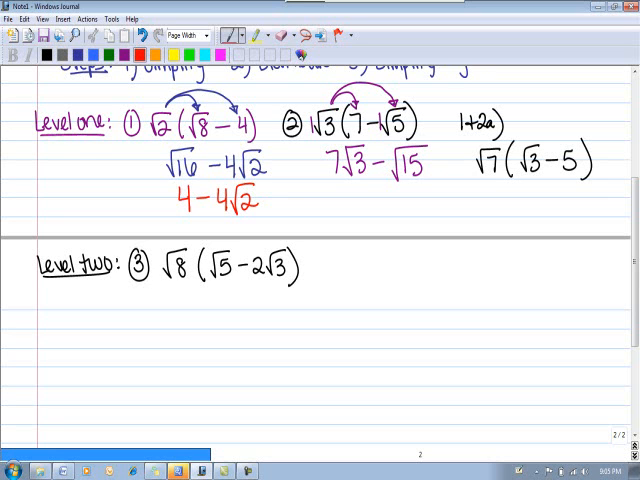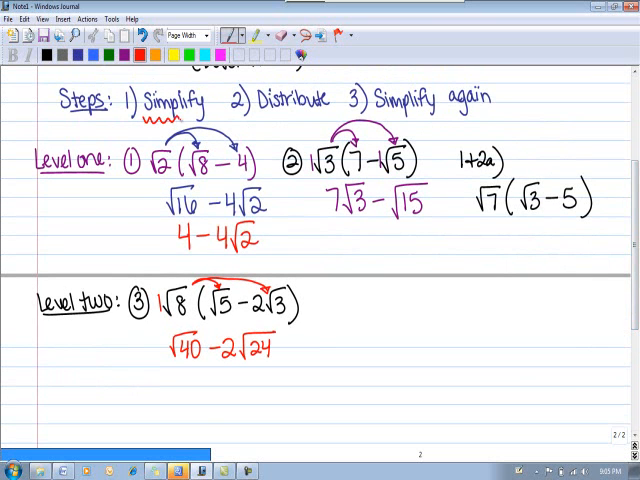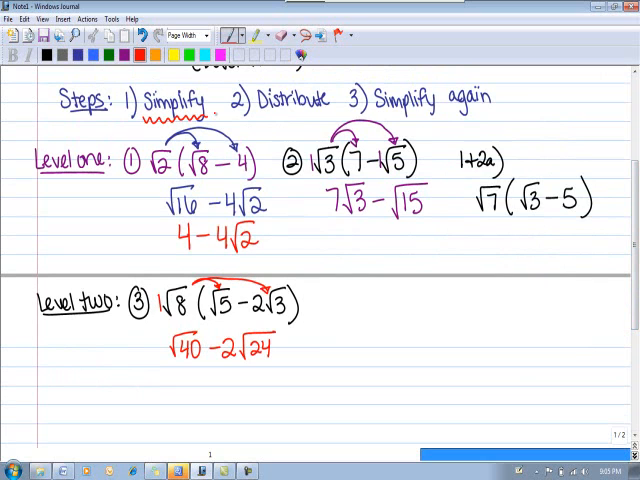Again, we're going to distribute the radical 8 to the radical 5, and that becomes radical 40. Distribute the radical 8 to the negative 2 radical 3. Outside we have 1 times negative 2 is negative 2. Inside we have 8 times 3 is 24. And I didn't even follow my own instructions here. I say to simplify first. And this is one of those times where that would have come in handy because now I end up having to simplify bigger numbers at the end.